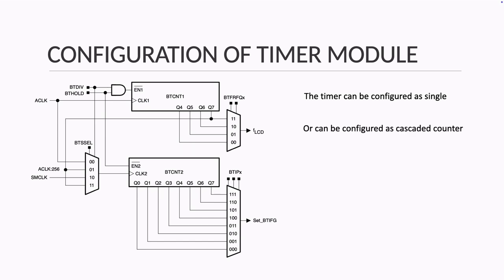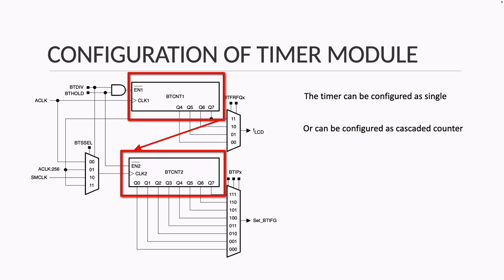The basic timer can also be configured as a cascaded timer, where basically the first counter is connected to the second counter. The first counter starts the count. Then, when it reaches maximum value, it increments the second counter. When the second counter reaches the threshold that was configured, an interrupt is triggered. This allows for a larger count, since we have a 16-bit counter instead of an 8-bit counter.